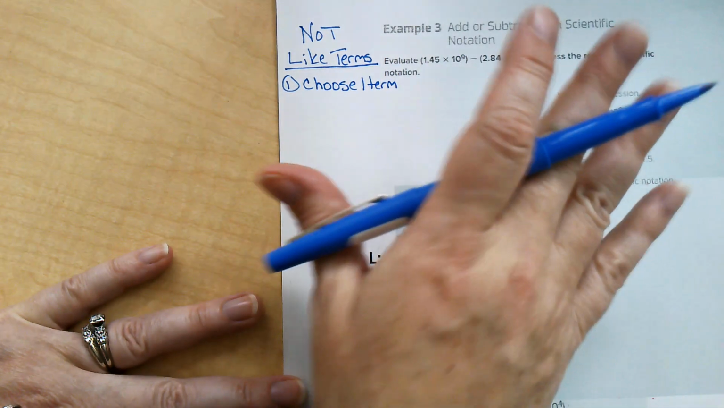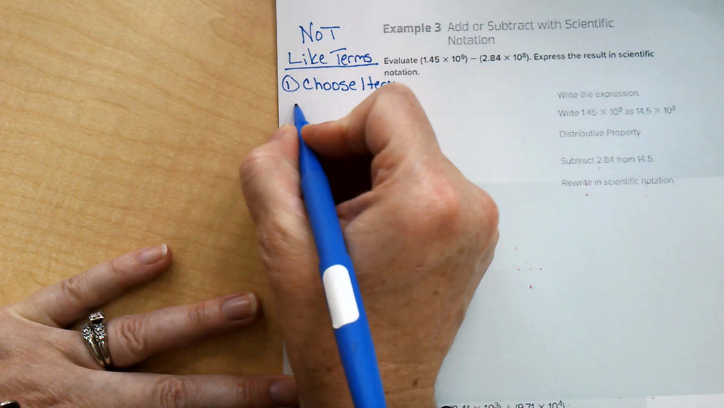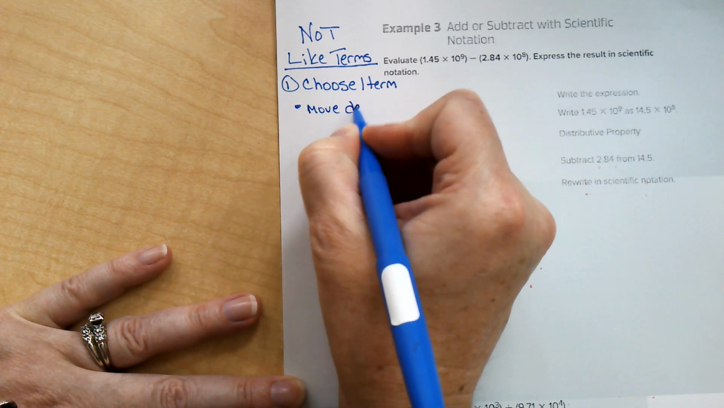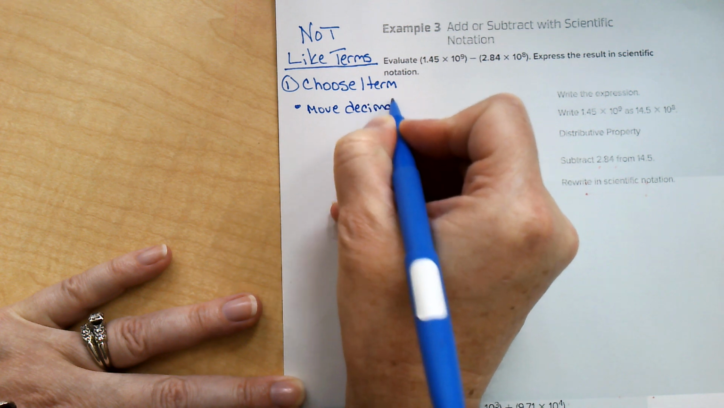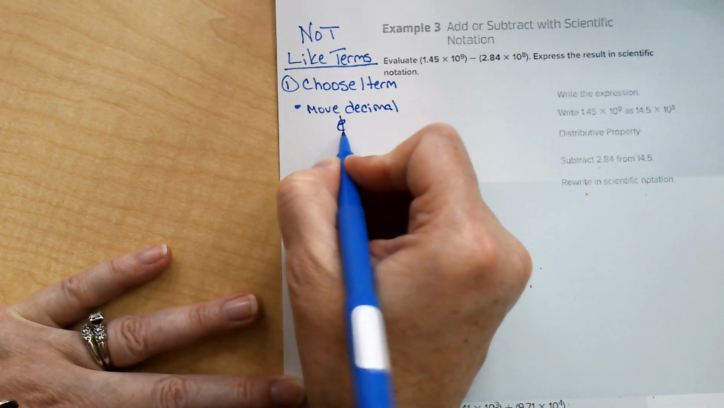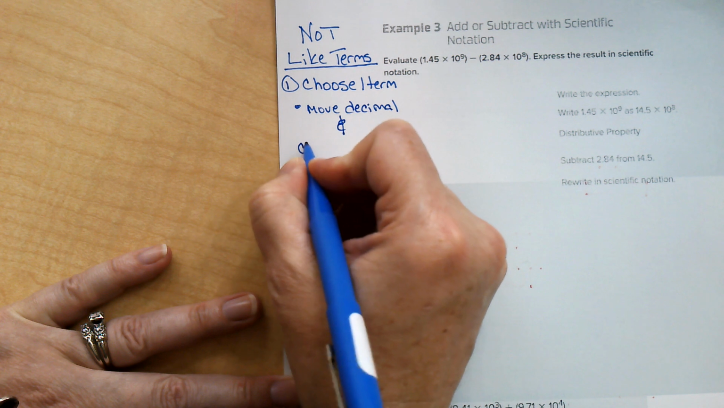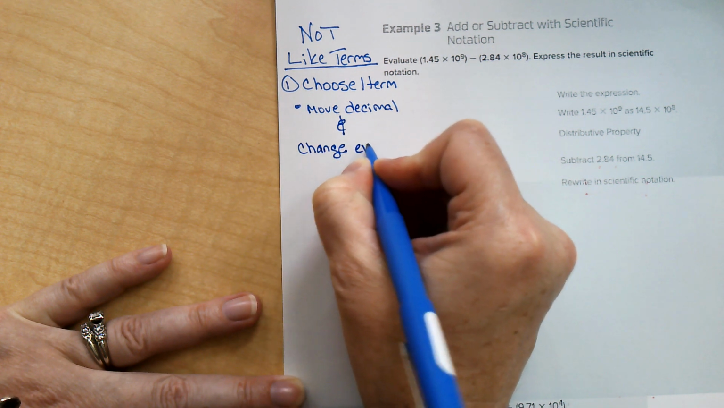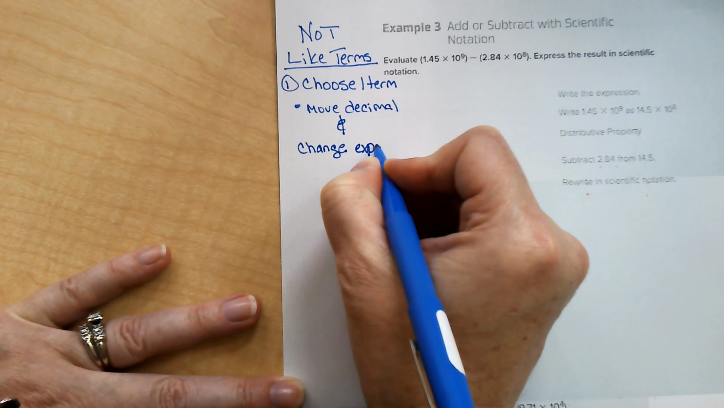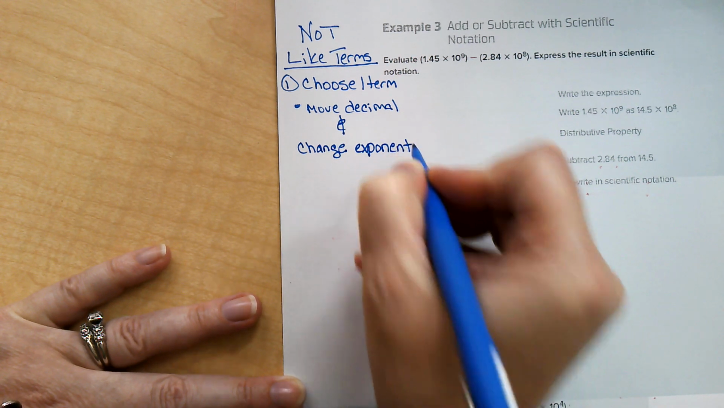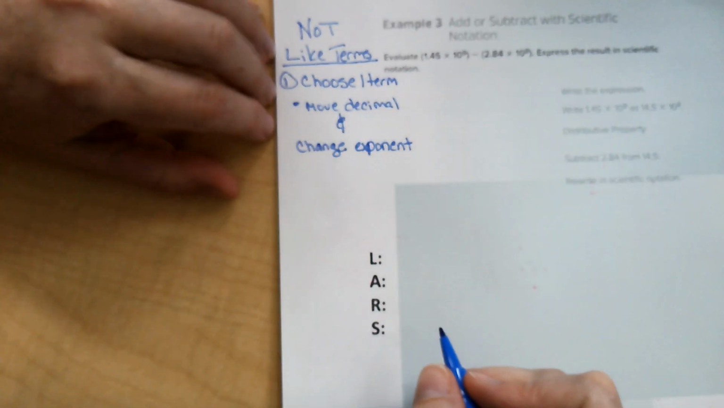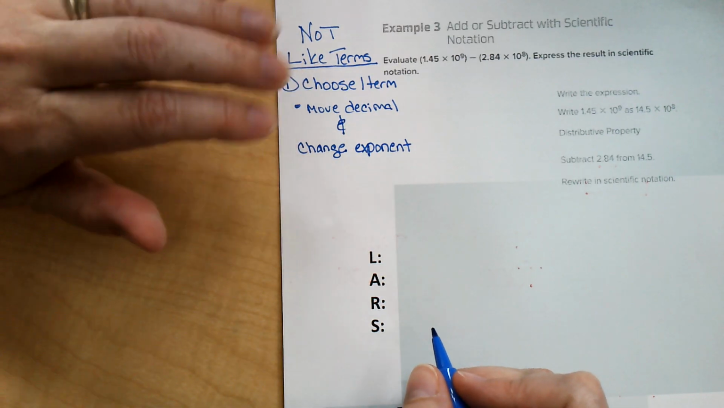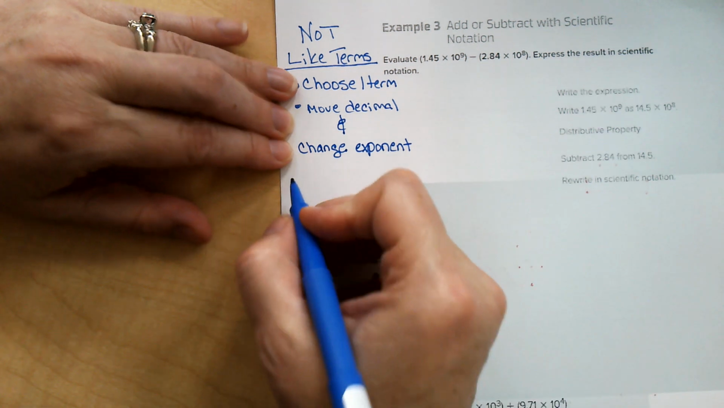Whatever term you choose, what we're going to do is move the decimal, while at the same time changing the exponent. And we're going to talk about how to do that. Because what we want to do is create like terms, but we do not want to change the value of the term we are changing. Okay? So we change it so we can create like terms.